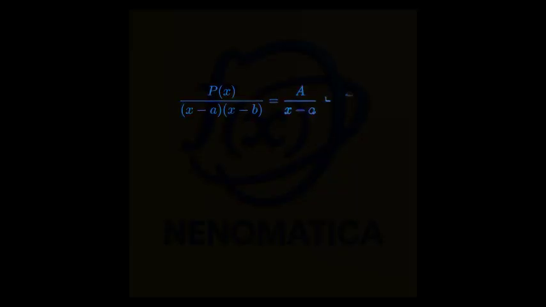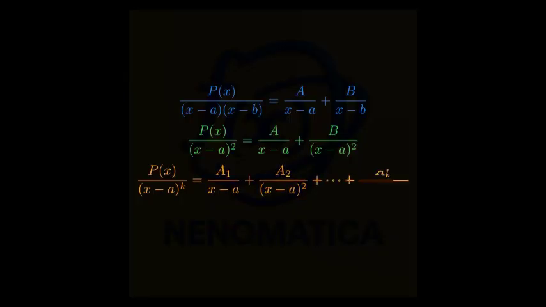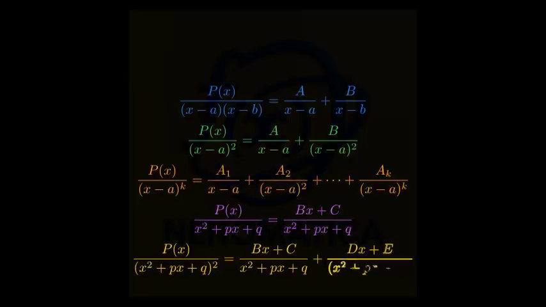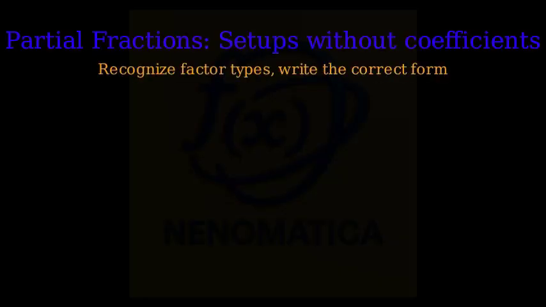Here are the core decomposition patterns we will use. Distinct linear factors split into separate constants over each factor. Repeated linear factors require a separate term for each power. Irreducible quadratics use linear numerators. When repeated, stack those terms up to the repeated power. In this lesson, we will set up partial fraction decompositions without solving for any coefficients. We will focus on recognizing the factor types and writing the correct form.